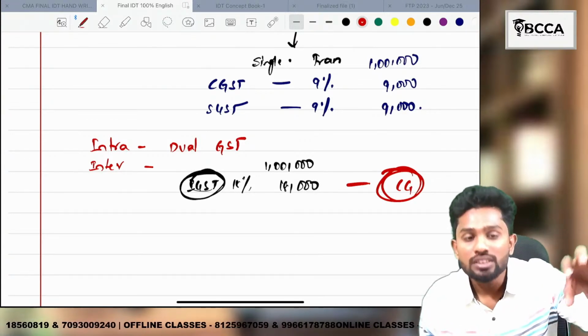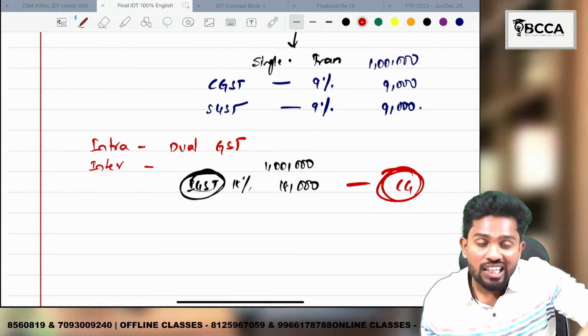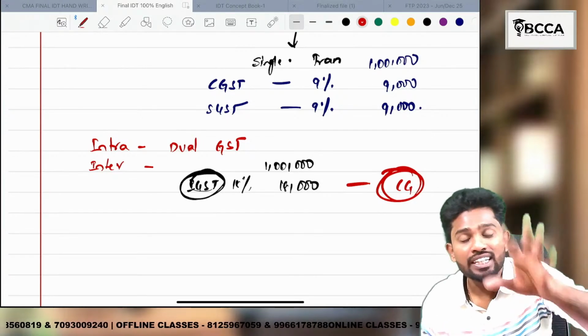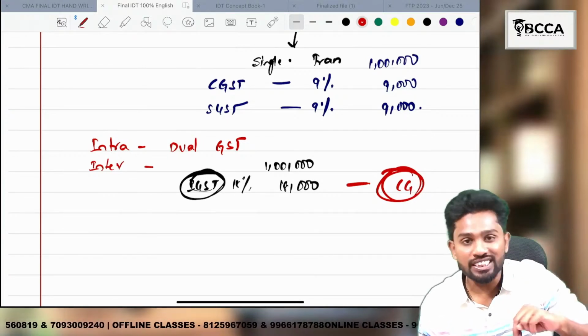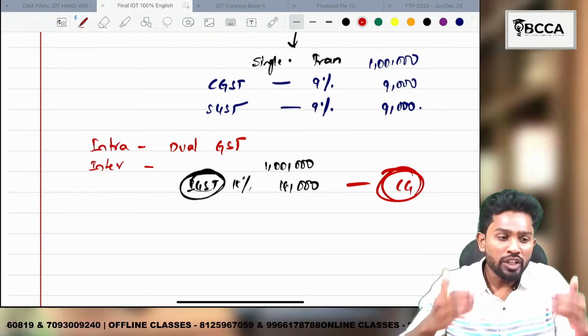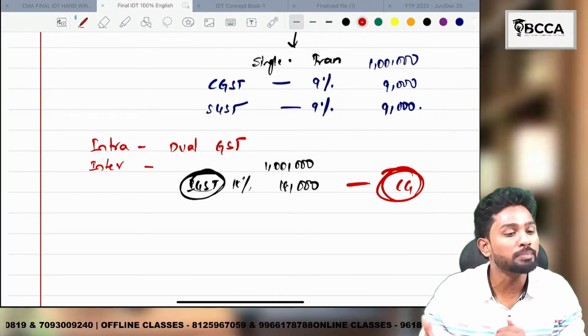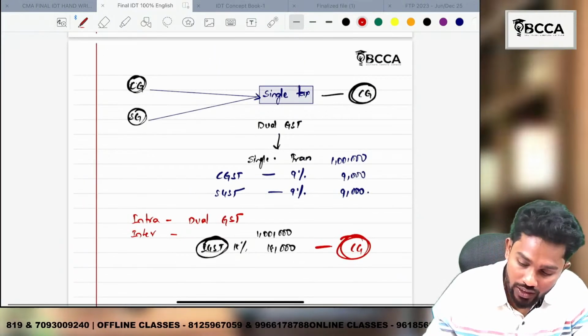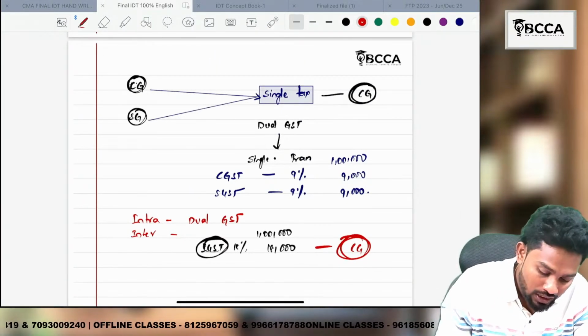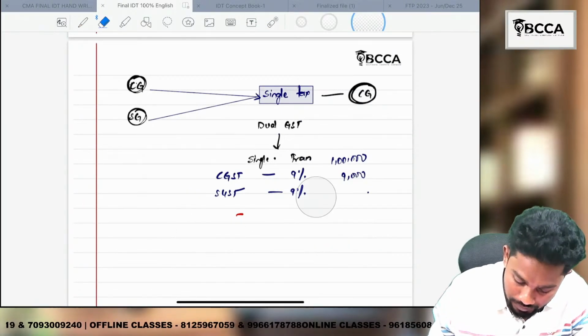So that's why in India we don't have a single GST model. We have dual GST in intrastate. In interstate, it is a single tax only, which is IGST. Like this, to introduce GST, this much progress and this much discussion has happened. So now we'll write down these points, and then we'll take it much further.